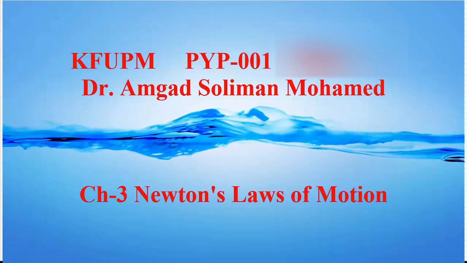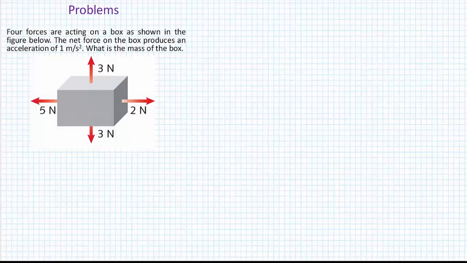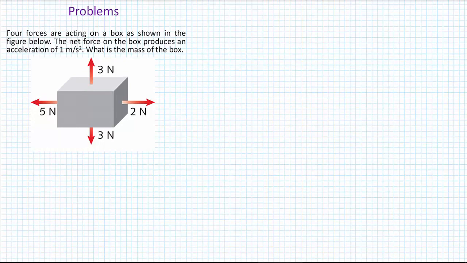This is the first lesson in chapter 3. We will solve some problems about Newton's laws, and let's start with this one. Four forces are acting on a box as shown in the figure below. The net force on the box produces an acceleration of 1 meter per second square. What is the mass? So this is obvious that it's on Newton's second law.